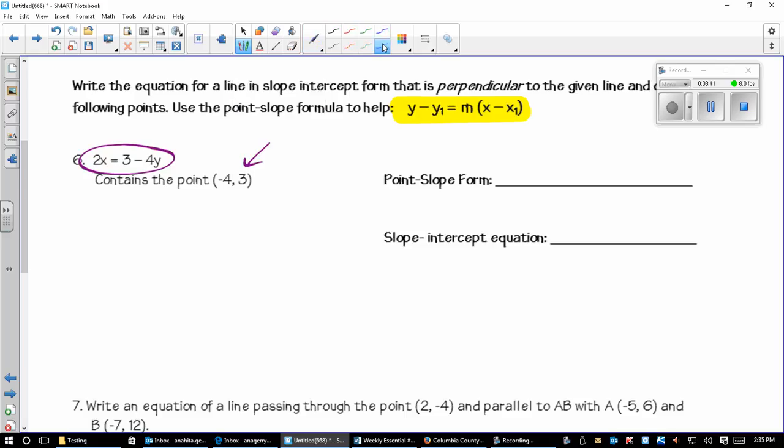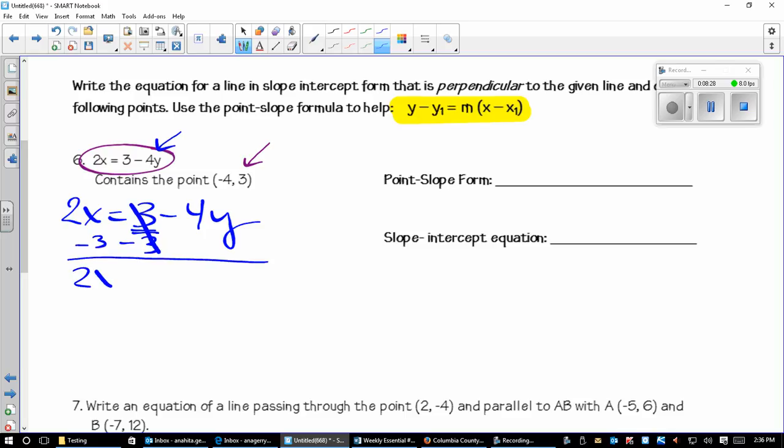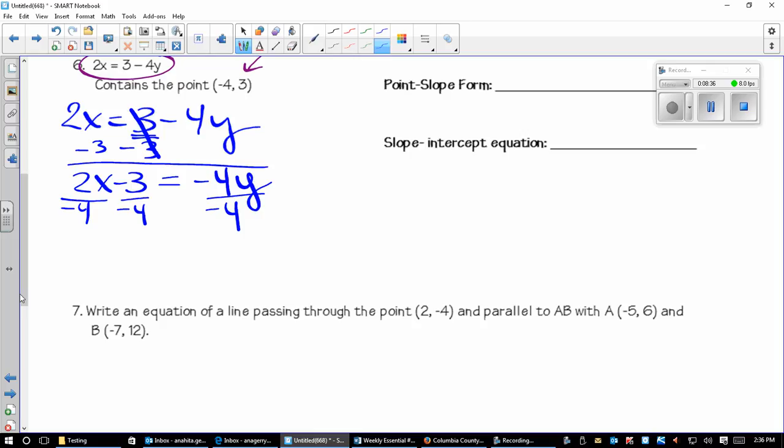But first, before I can do really anything, I've got to solve for y. This is a really weird problem to solve for y, but you can do it. Solving for y means getting y by itself. I'm going to first go ahead and get rid of that positive 3, so I'm going to subtract 3 from both sides. That gives me 2x minus 3 equals negative 4y. Then divide everything by negative 4.